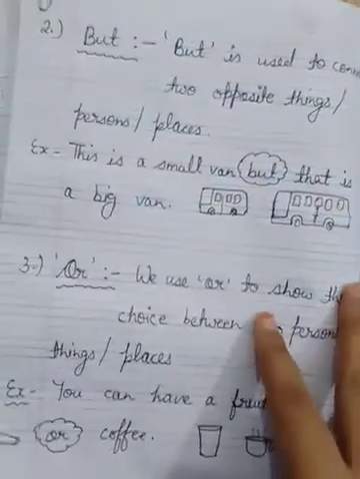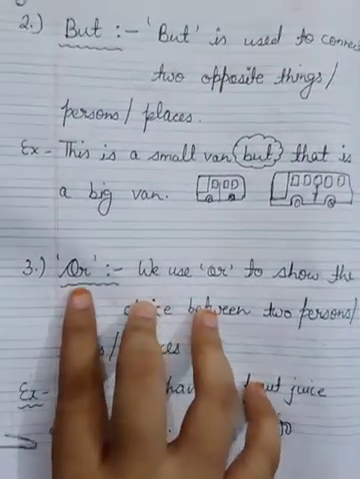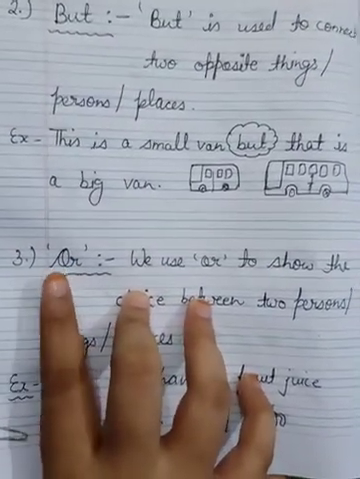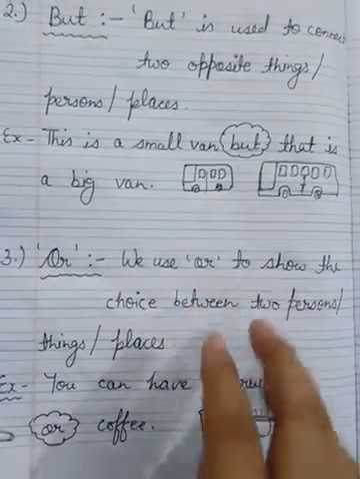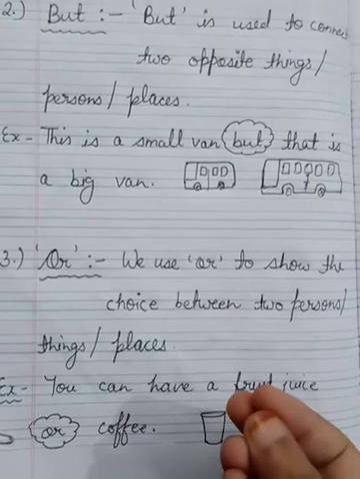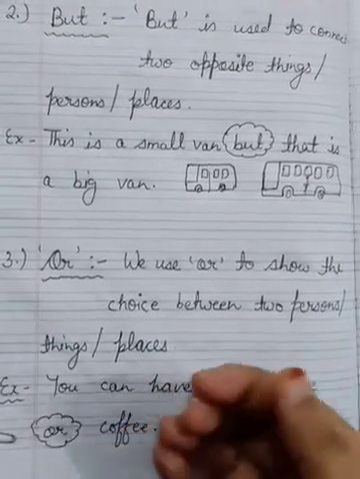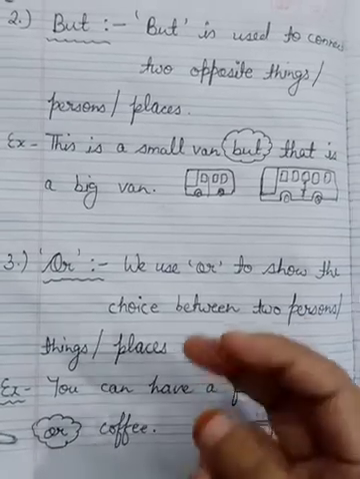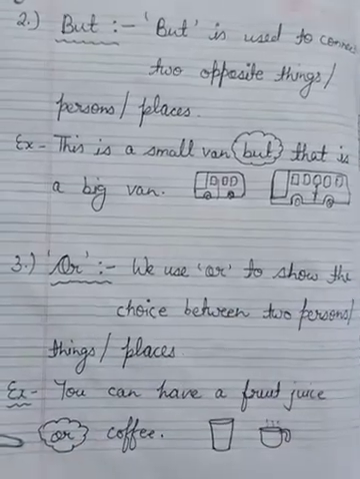Okay, now next we can add the word or sentence with the help of or. So or we use where we are having choices of person, thing or places. Okay, if choices are there, then we will add the sentence with the help of or.